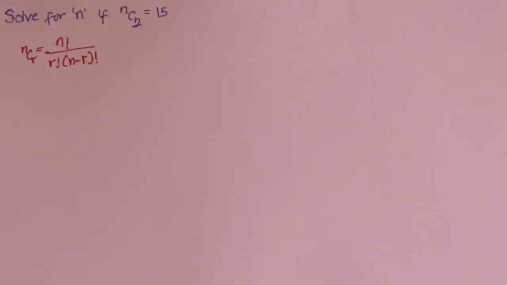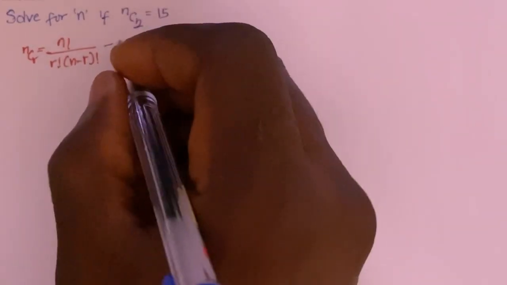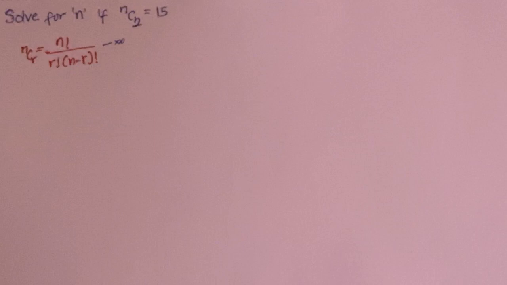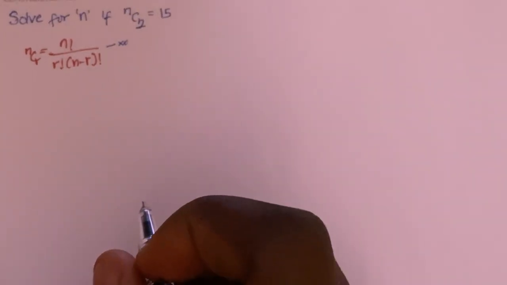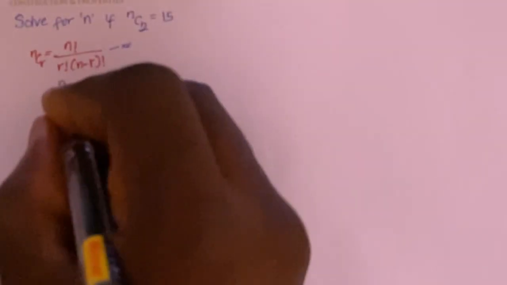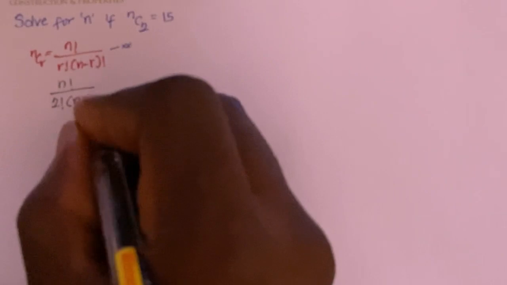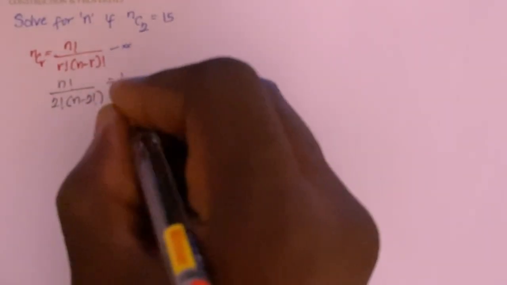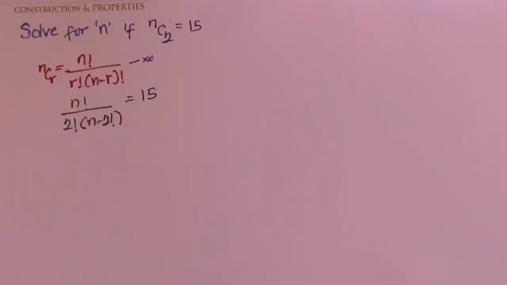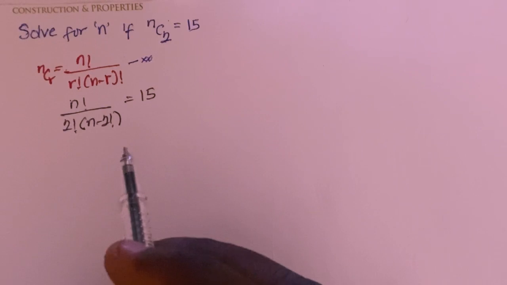The next thing I'm going to do is that my n in this case is the same as this n, so I'm going to just put it like this. This is n factorial divided by my r, which is 2 factorial into brackets n minus 2 factorial, equals 15. So we have n factorial divided by 2 factorial into bracket n minus 2 factorial equals 15.